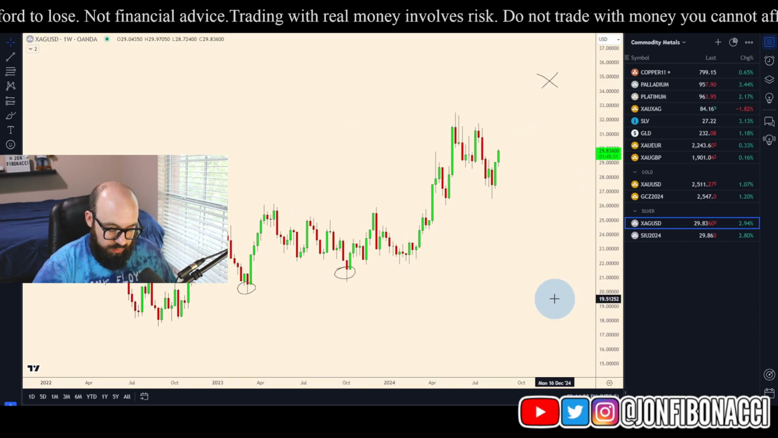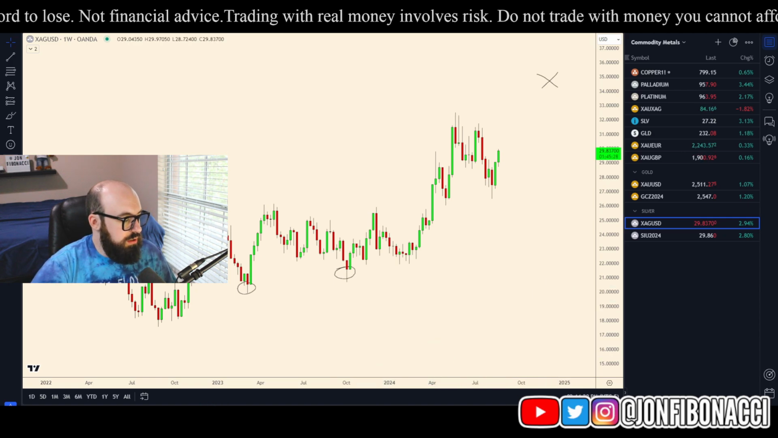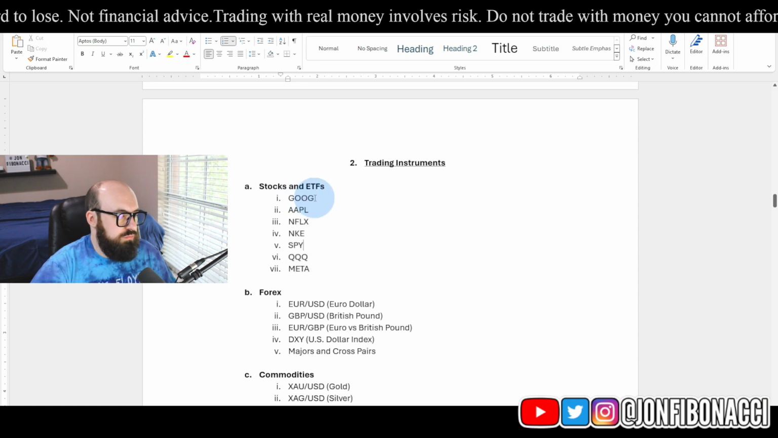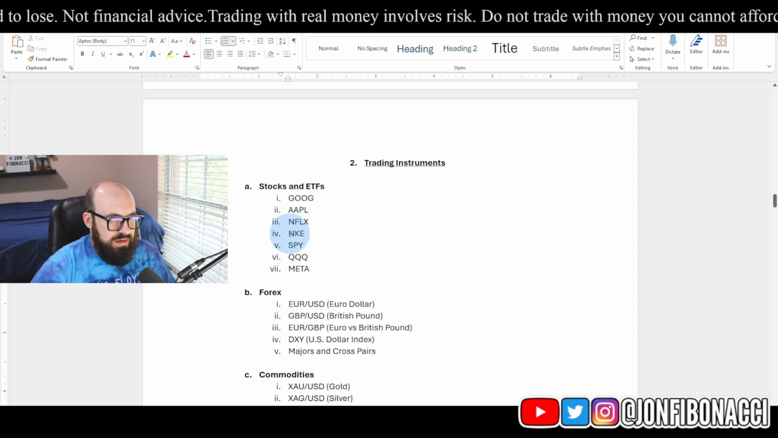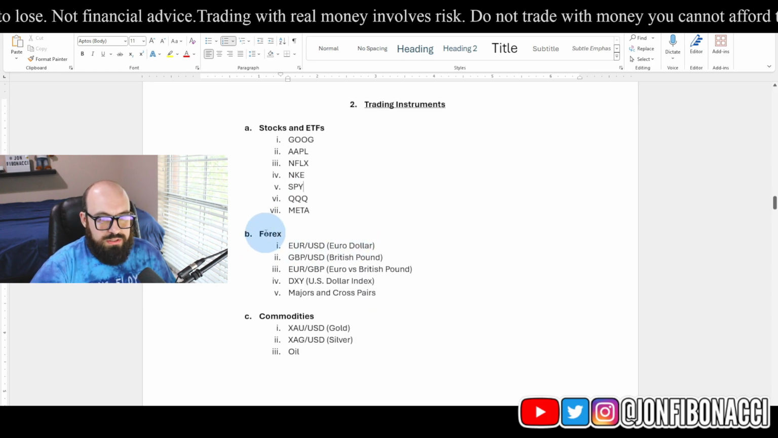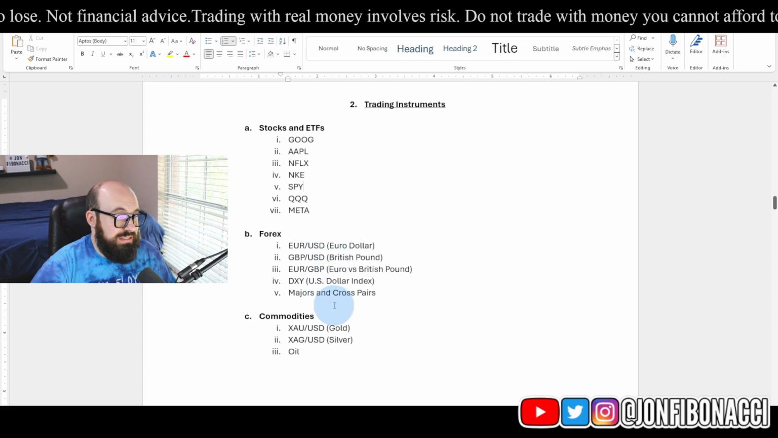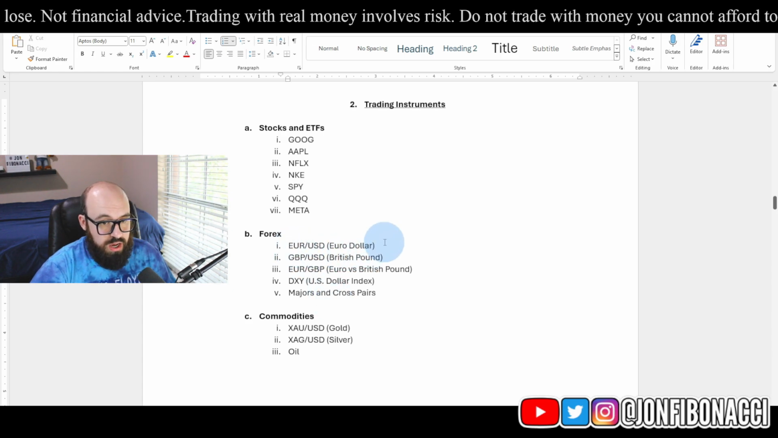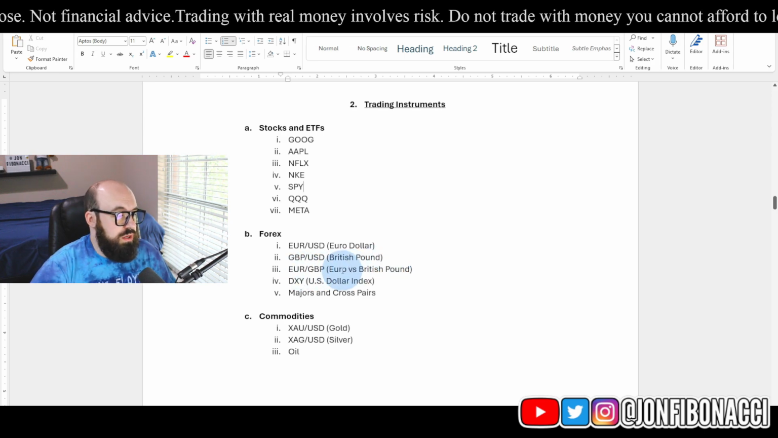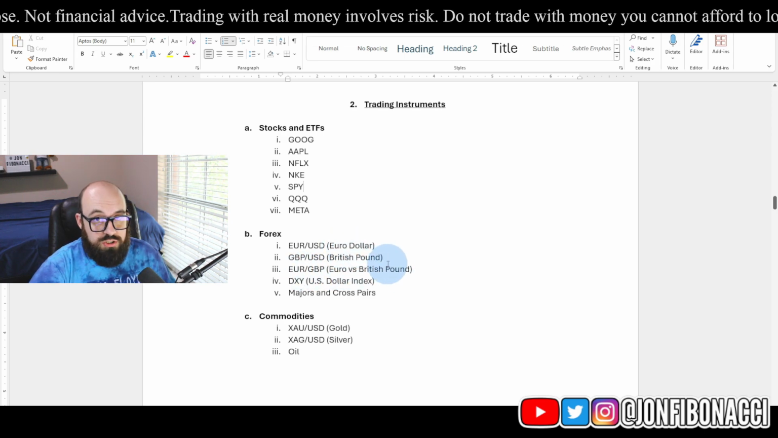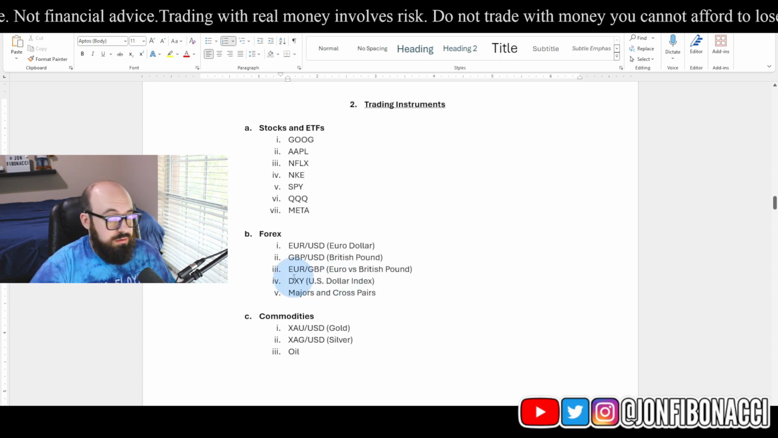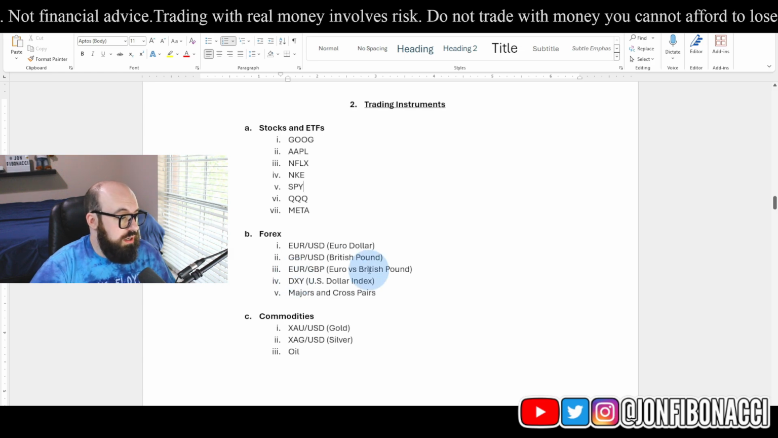Okay. So we did go over some stocks and ETFs. I just made a short list here. Google, right? That's its symbol. Apple, Netflix. You can kind of tell. Nike, SPY, Triple Qs, and Meta. We went over the Forex market, right? Some of the list on it, the EUR/USD, which is the euro dollar, Fiber, British pound, cable, EUR/GBP, which is the euro versus British pound. That's a cross pair. Dollar, right? Dixie, the US dollar index.